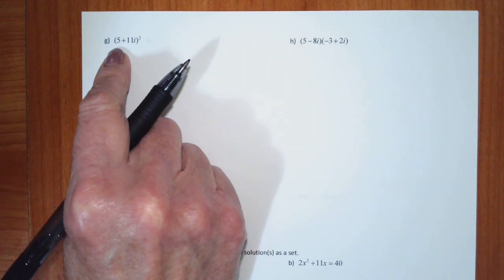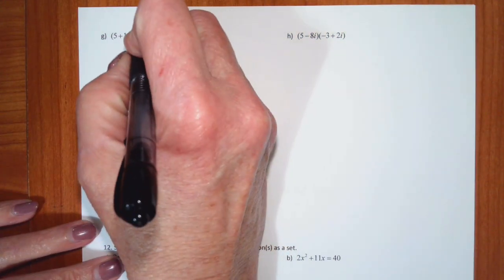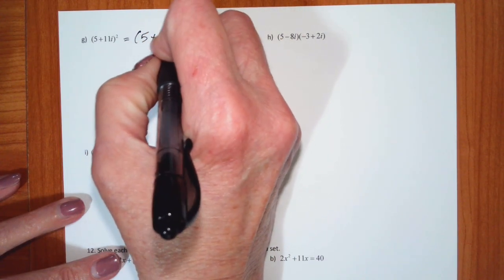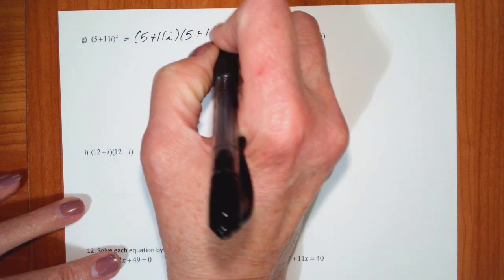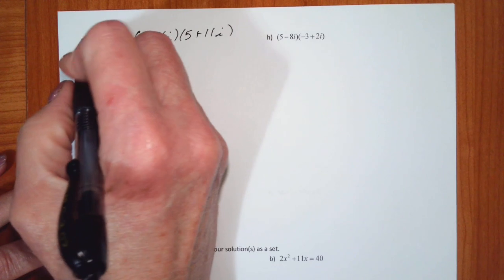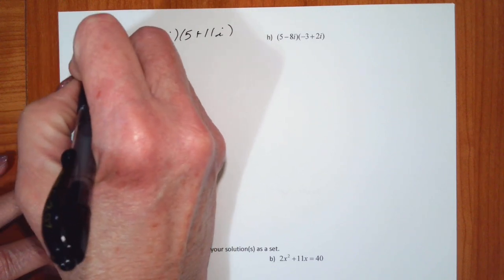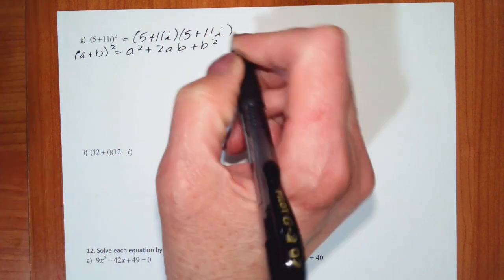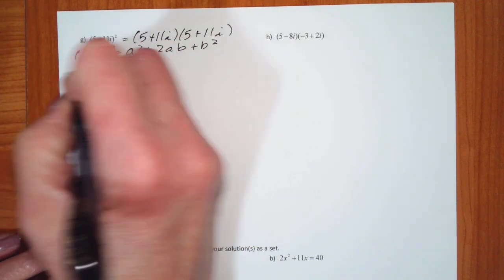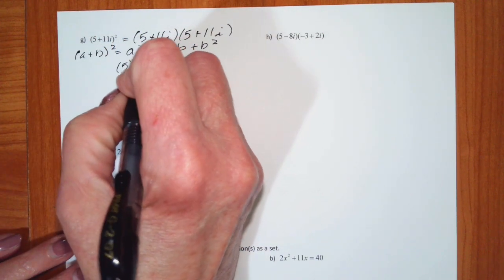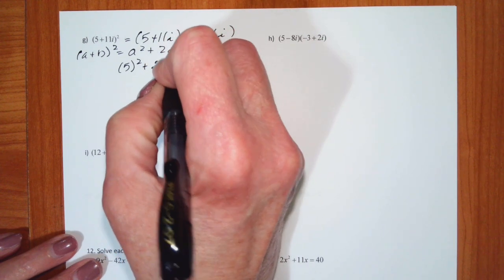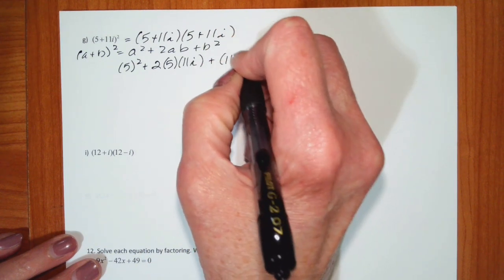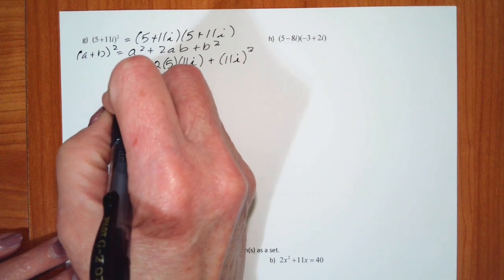Okay, if I have 5 plus 11i squared, I want to recall, we can do it two ways. We can know the pattern, or we can remember that this is 5 plus 11i times 5 plus 11i. If I use the pattern, if I have a plus b to the second, that equals a squared plus 2ab plus b squared. In this case, the a is 5, so that's going to be 5 squared plus 2 times a times b plus b squared.